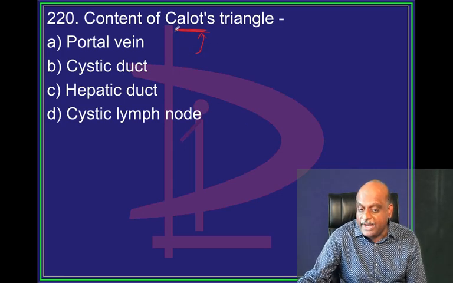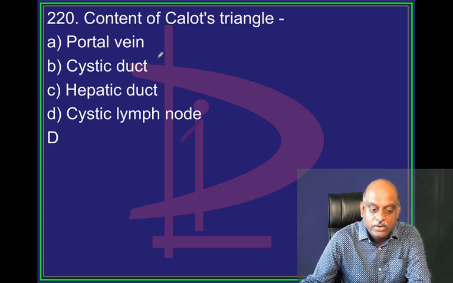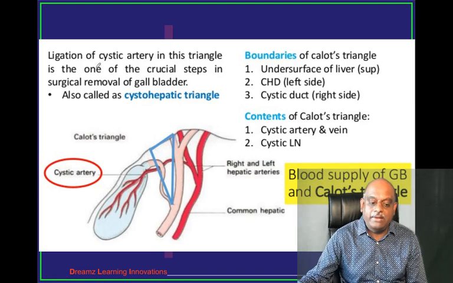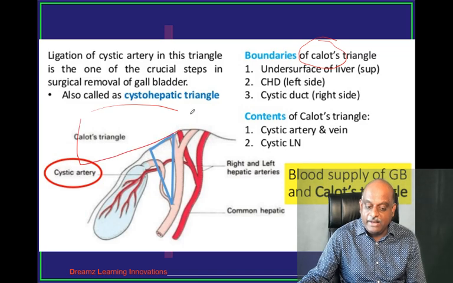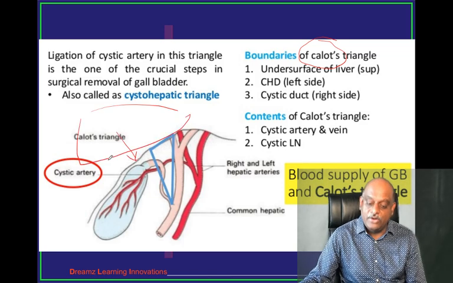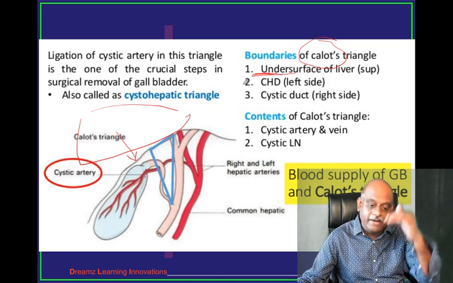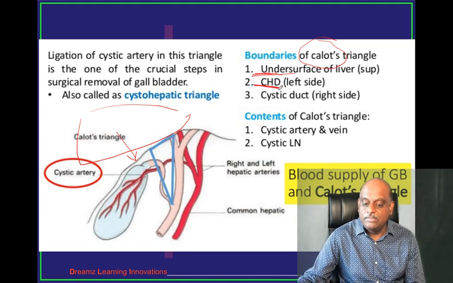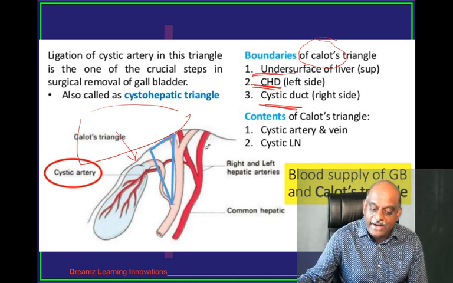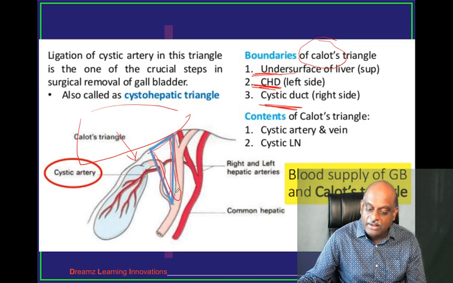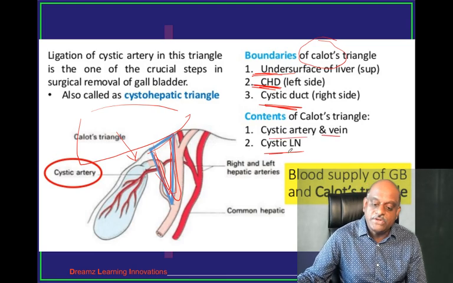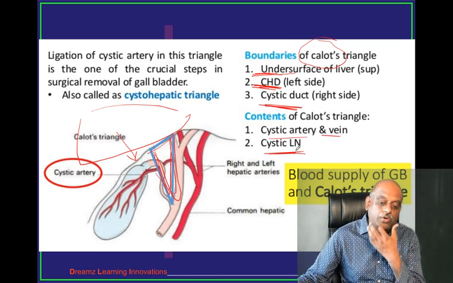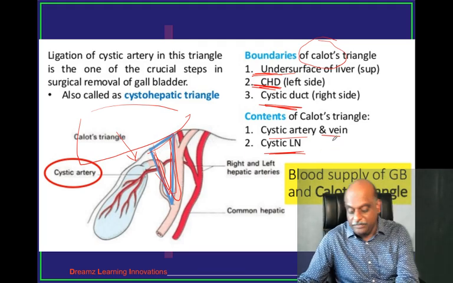Now, Calot's triangle, what is the content? Cystic lymph node. So you should remember, what are the boundaries of the Calot's triangle, doctor? Under surface of the liver is superior boundary. Then common hepatic duct is on the left side. Cystic duct is on the right side. So this is how you recognize. And what is the content of it? Cystic artery and vein and cystic lymph node. Cystic lymph node is what you should remember.